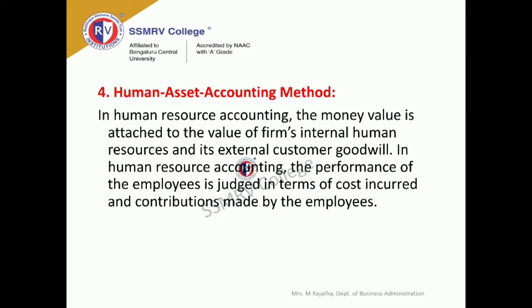The fourth method of performance appraisal is the human asset accounting method. In human resource accounting, the money value is attached to the value of the firm's internal human resource and its external customer goodwill. In human resource accounting, the performance of the employees is judged in terms of cost incurred and contributions made by the employees. This is a new technique which has been evolved by the corporate organizations. Human asset accounting is a method which measures the value of human resource in terms of money, and they have also incorporated the value in their published accounts.